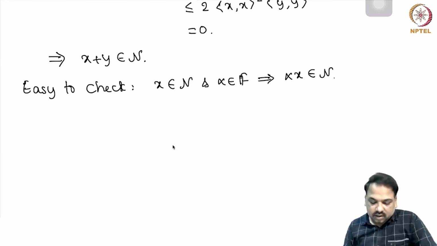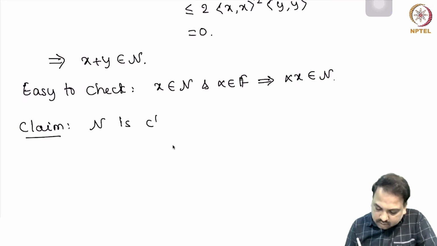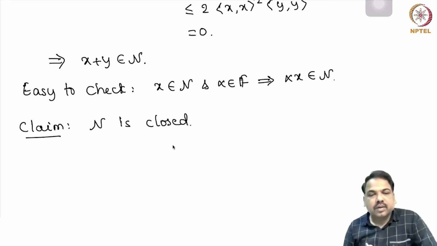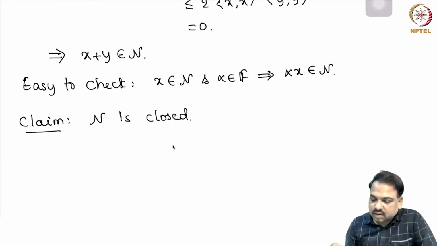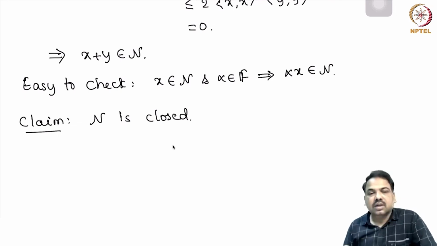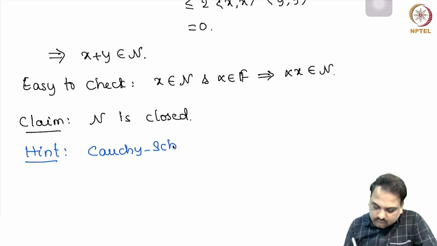Now we want to show that N is closed. The next claim is that N is closed. But this can be easily proved by using the fact that the semi-inner product is continuous with respect to the two variables. That again follows from the Cauchy-Schwarz-Bunyakovsky inequality.